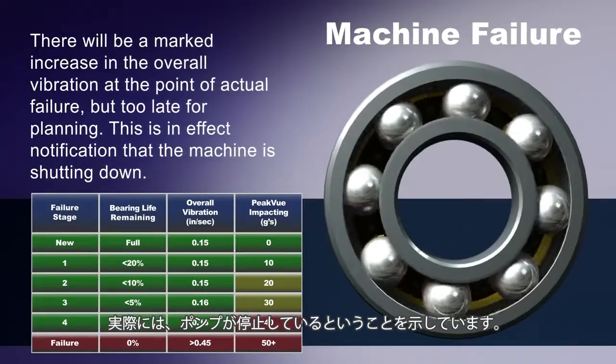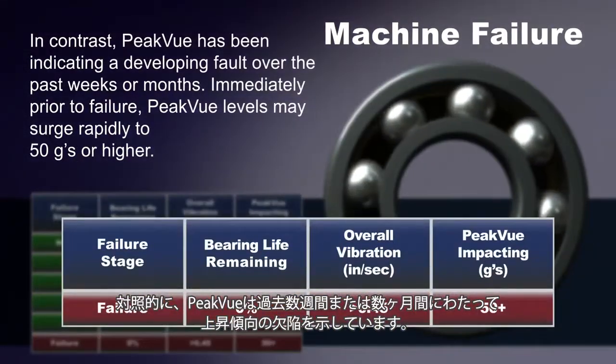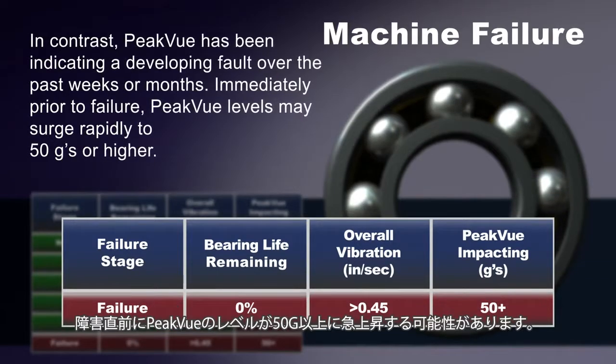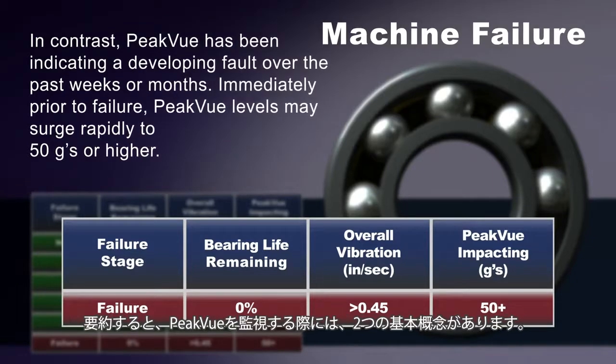This is in effect notification that the machine is shutting down. In contrast, PeakVue has been indicating a developing fault over the past weeks or even months. Immediately prior to failure, PeakVue levels may surge rapidly to 50 Gs or higher.